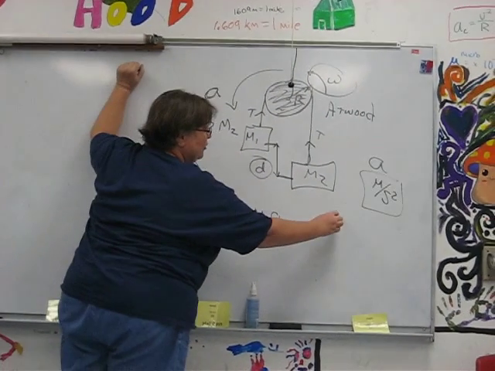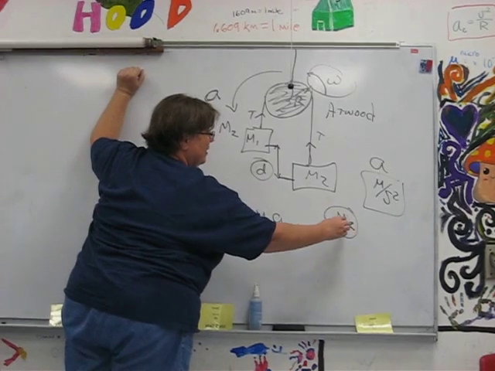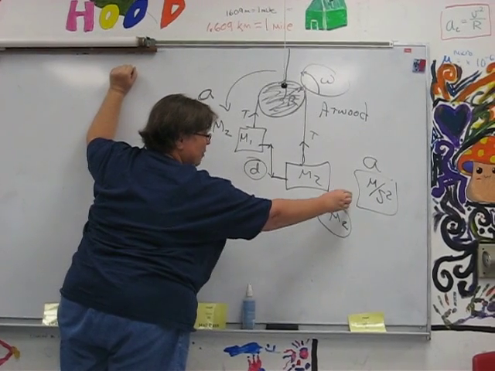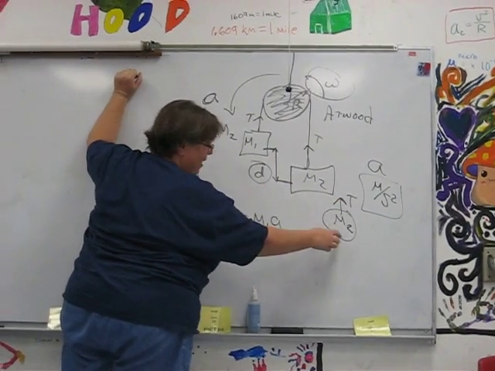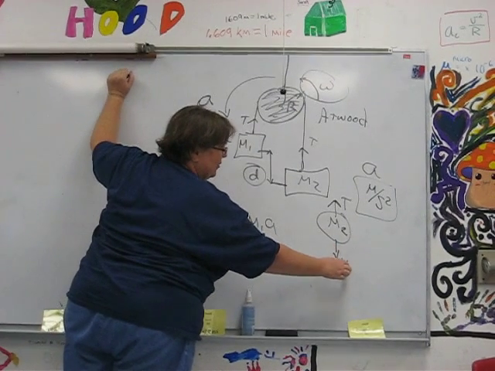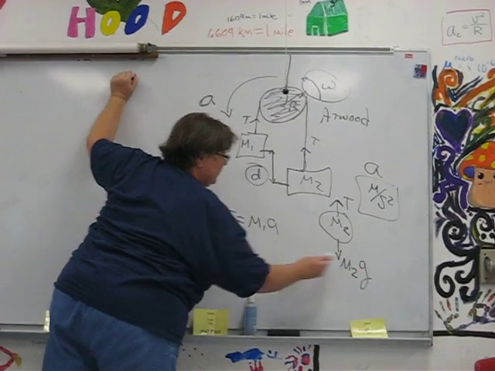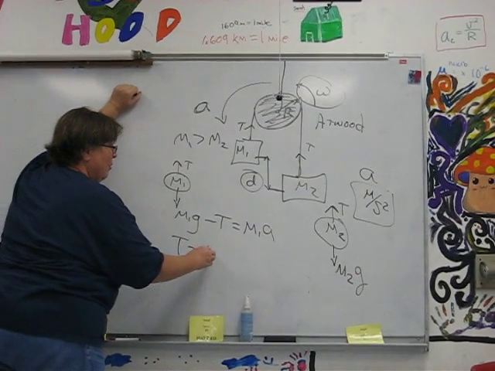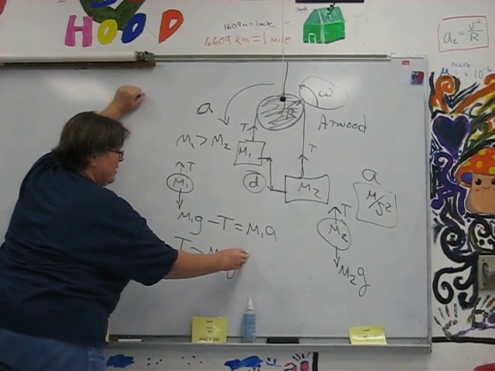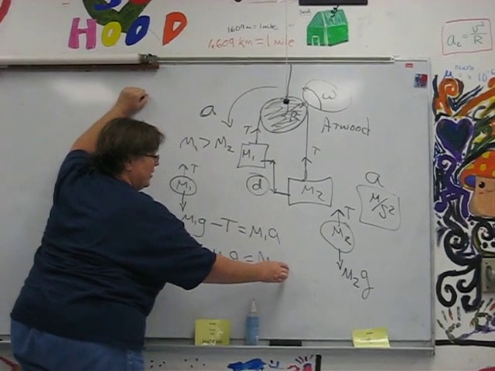Now, if we look at M2, that's a different story. M2 is being lifted by the tension in the string, and the only reason it's not moving up at a rate of a is because it also has weight. So tension is pulling against the weight of M2 and accelerating it.